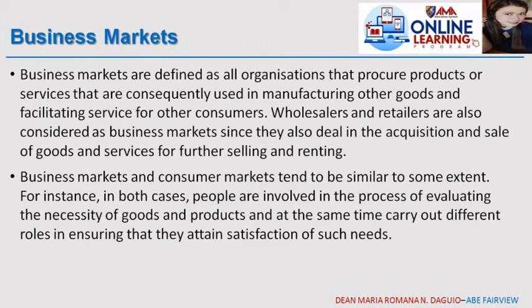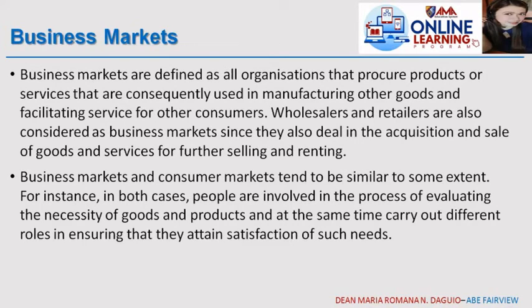So somehow there is also a similarity, with regards to business markets and consumer markets. For instance, in both cases, people are involved in the process of evaluating the necessity of goods and products and at the same time carry out different roles in ensuring that they attain satisfaction of such needs. So let's go first to business markets. On their end, they try to determine the needs and wants. After determining the needs and wants of the consumer, they try to suit those needs and wants. So they assure that they only offer what the consumers need or want.